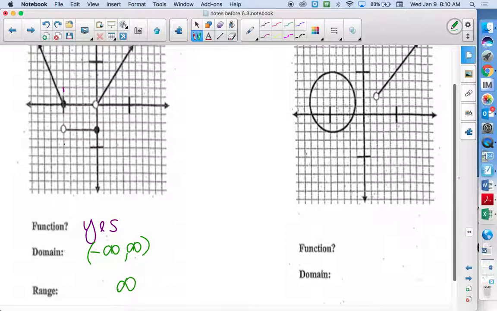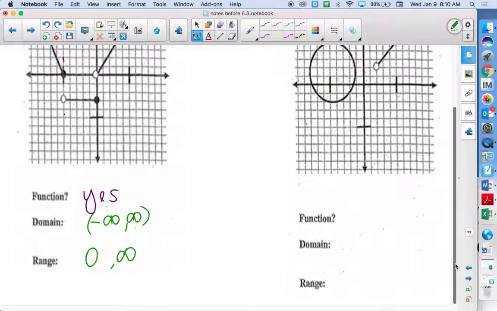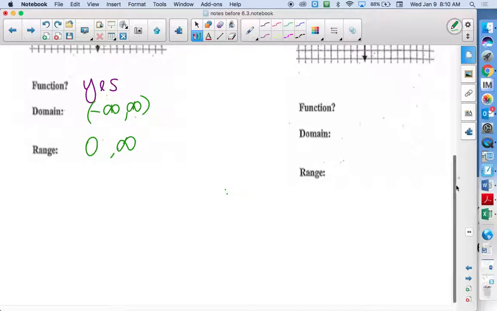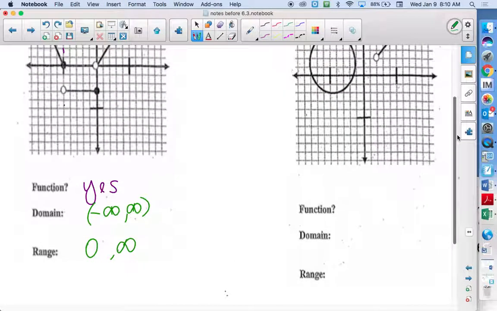So it goes to positive infinity. What's the first point that these are touching for the y value? 0. Yeah, they're touching 0. So these are touching 0, so that part of the top part of the graph starts at 0. This one has a point at 0, that one doesn't. But once you have a point at 0, that point exists. So we would put a bracket with 0 and a parenthesis around the infinity.